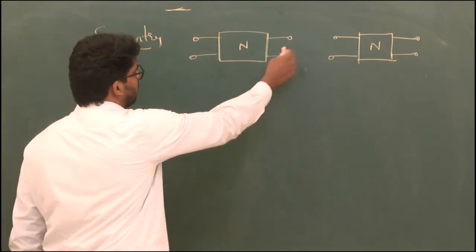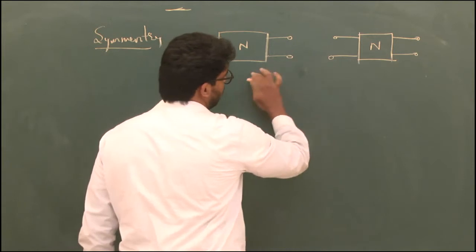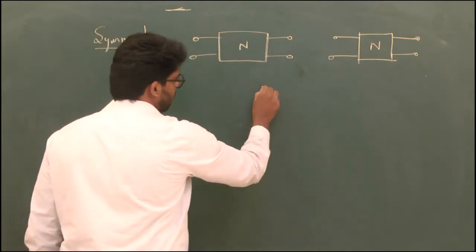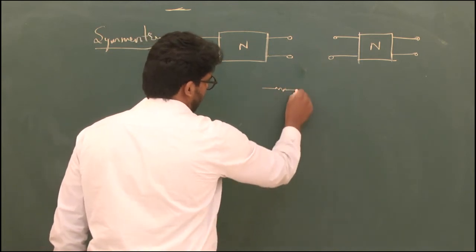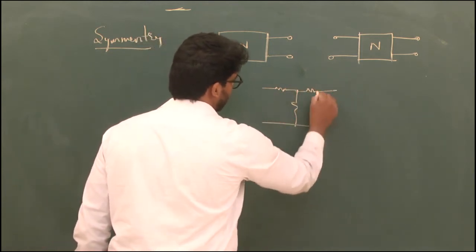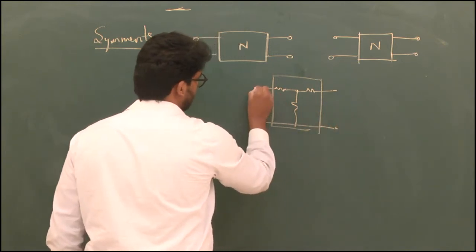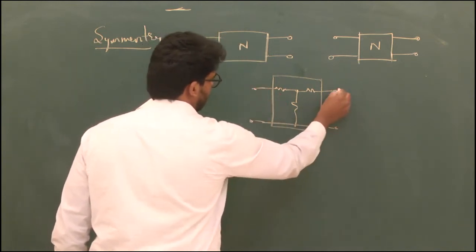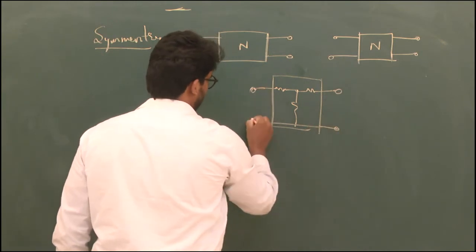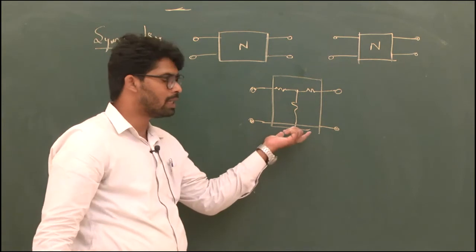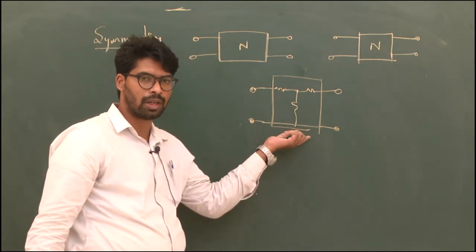For example, these are two networks represented in different ways. For example, this is a T network. This is the box I am keeping. Don't get confused. This is one port and this is another port. Now my job is to know whether this two-port network is symmetric or not.